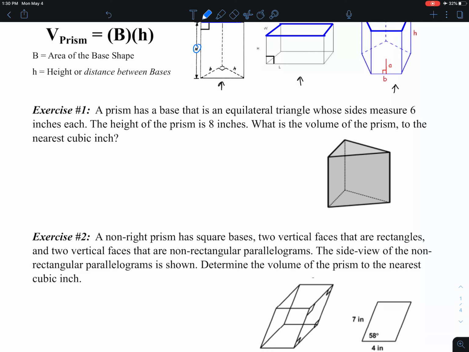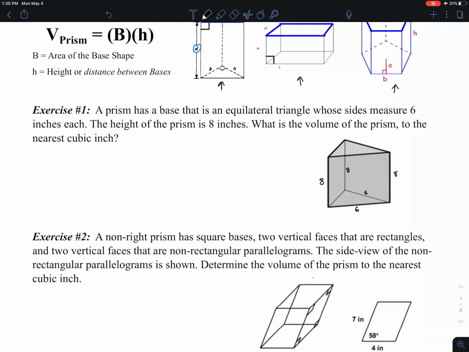So let's get right into it here with exercise number 1. It says a prism has a base that is an equilateral triangle whose sides measure 6 inches each. The height of the prism is 8 inches. What is the volume of the prism to the nearest cubic inch? All right, so we have a height of 8 inches, so all of these are 8, right? That's always consistent all the way around.